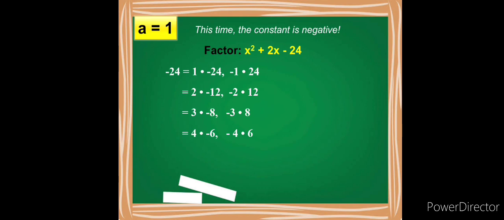So, what pair of numbers do you think adds up to 2? The negative 4 and 6, because when you multiply negative 4 and 6, the product is negative 24. And when you add negative 4 and 6, the sum is 2. Since the pair of numbers are negative 4 and 6, we now have the factored form x minus 4 times x plus 6. Therefore, the factored form of x squared plus 2x minus 24 is x minus 4 times x plus 6. And this is the final answer.